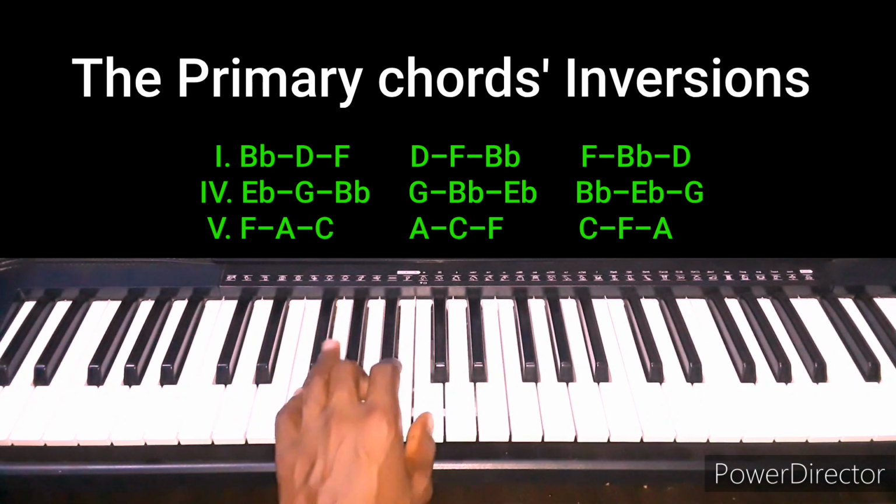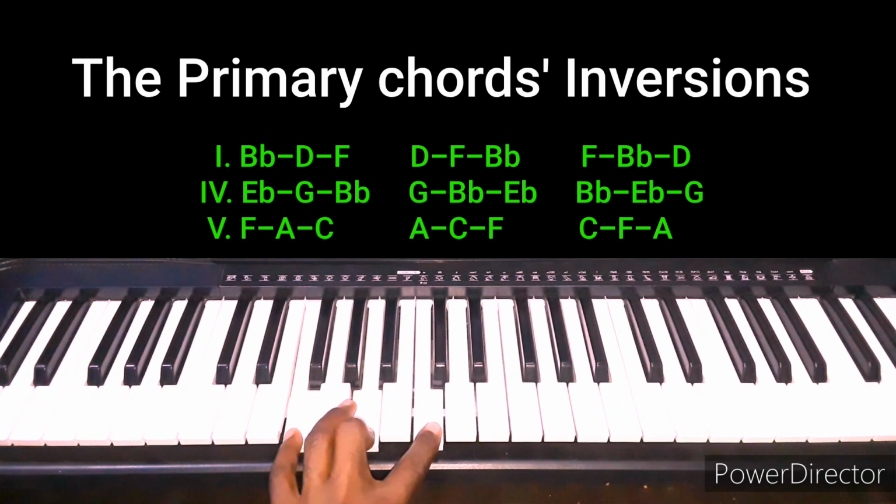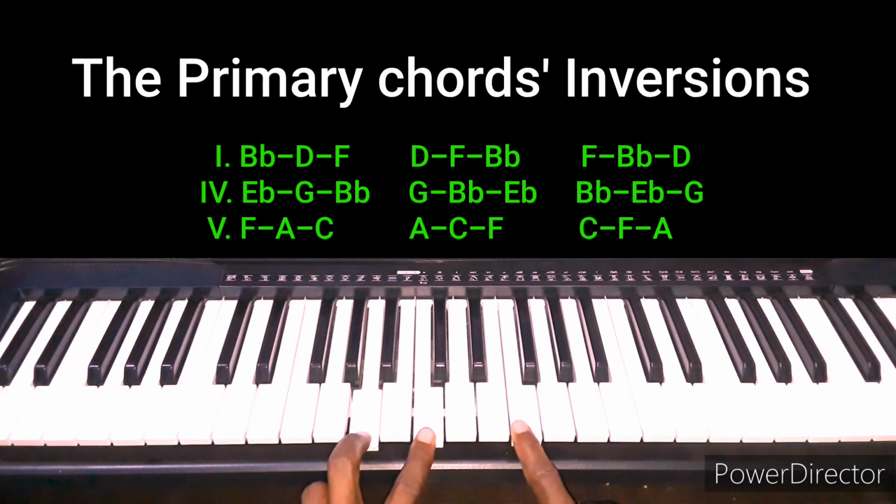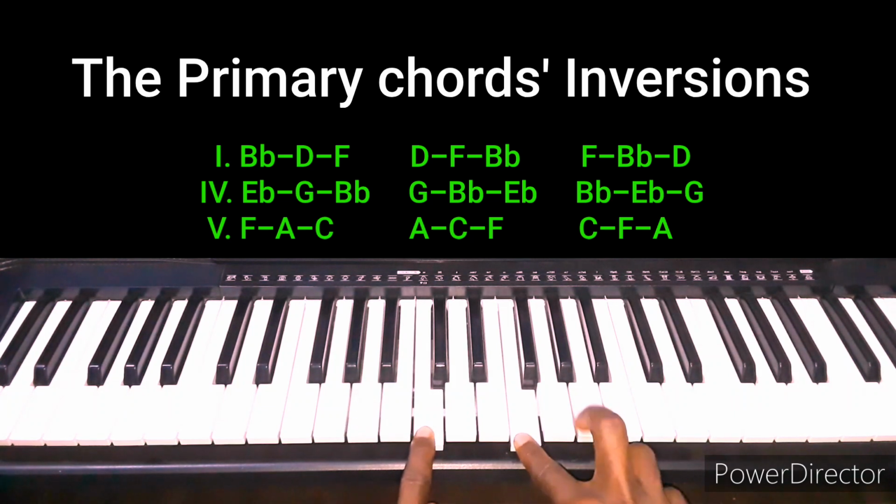Chord 5 is the F major. Root position, take this F over and you have first inversion here. You take this A over and you have second inversion of the chord 5, which is F major in B flat. Correct?